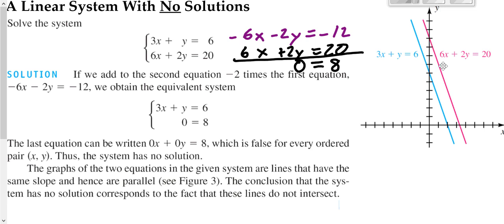Their slopes are going to be the same, but because these numbers on the right-hand side are going to be different, the y-intercepts end up being different. So if you get parallel lines, you have no solution.